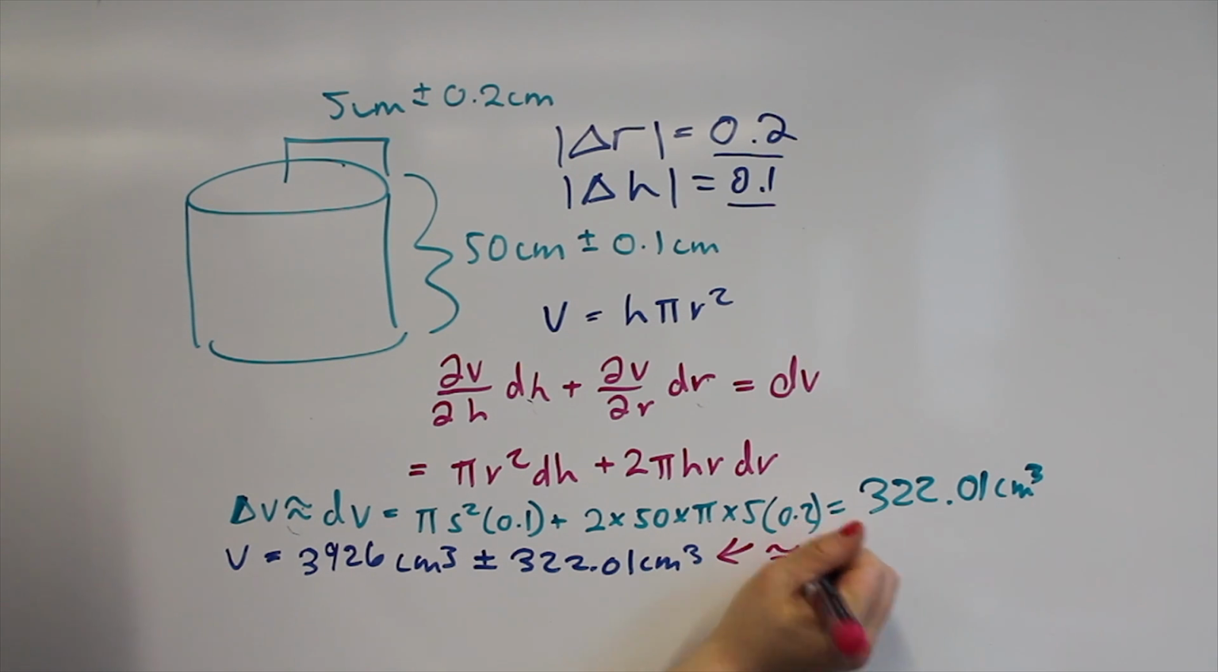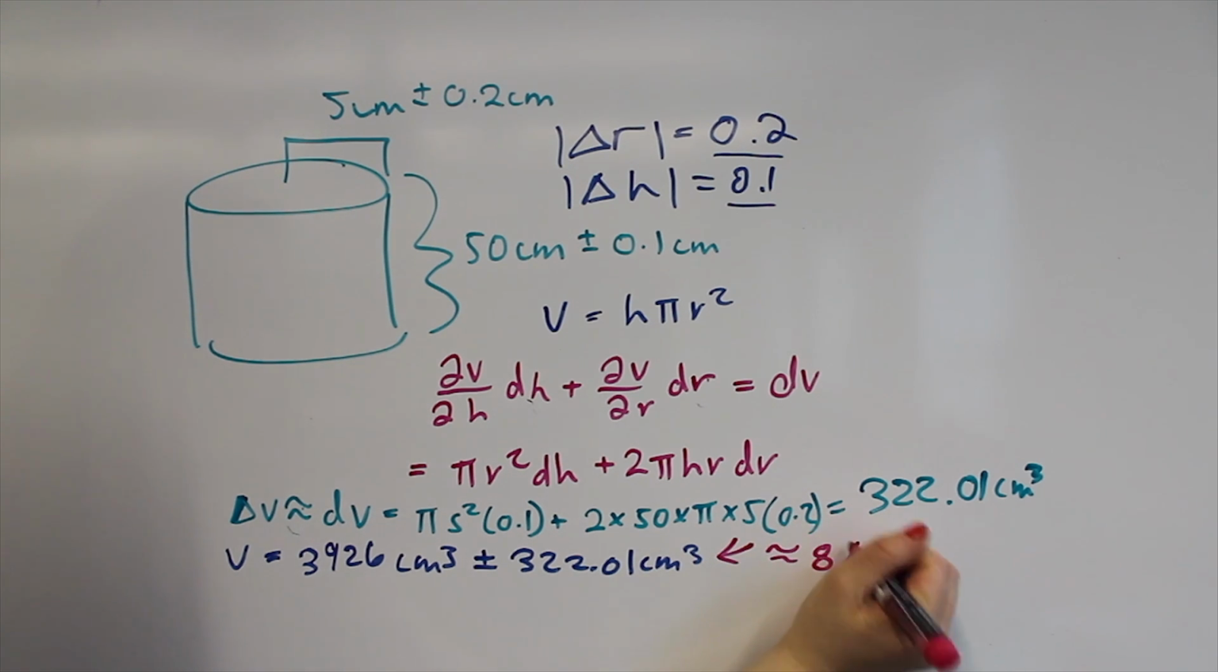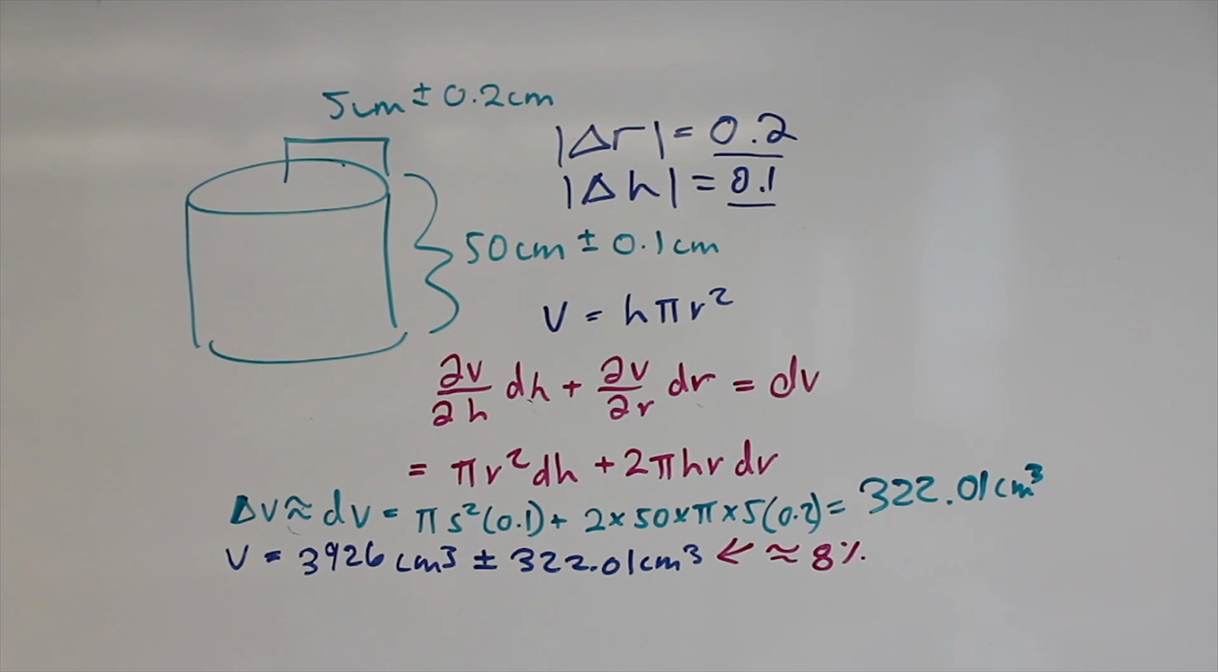And to ensure that our answer is reasonable, we compare it to the magnitude of the volume. So computing the volume, we get 3,926 centimeters cubed. And then if we divide the potential error by the volume, we get approximately 8%.